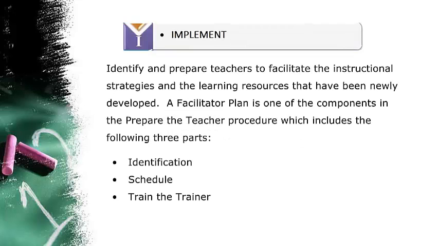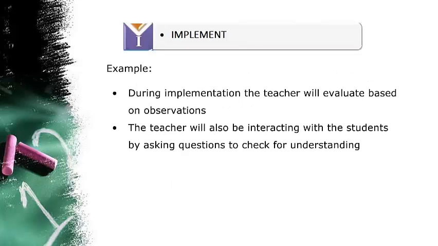The fourth phase is the implement phase. Here's where we identify and prepare teachers to facilitate the instructional strategies and the learning resources that have been newly developed. The content and learning materials are determined here. This can be compared to the select phase of the Assure model. In our lesson, the teacher will evaluate the students during the implementation based on his or her observations. The teacher will also be interacting with the students by asking questions to check for understanding along the way.